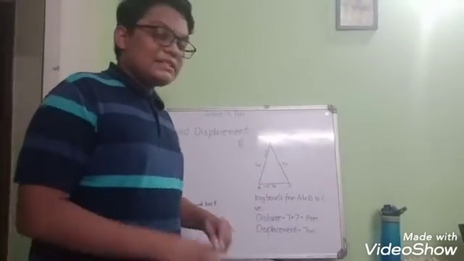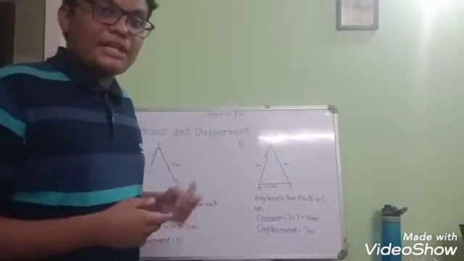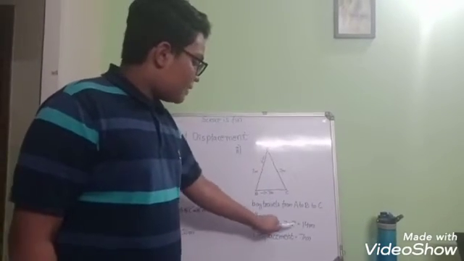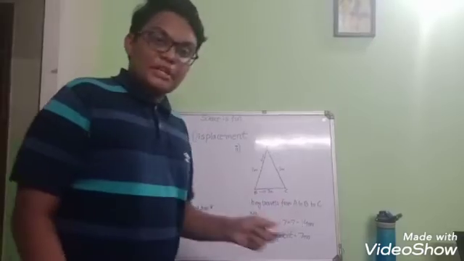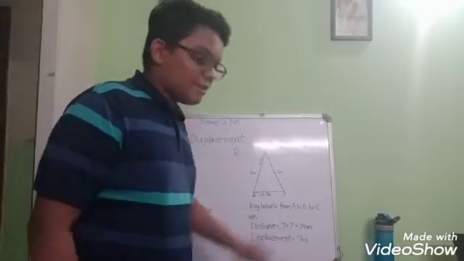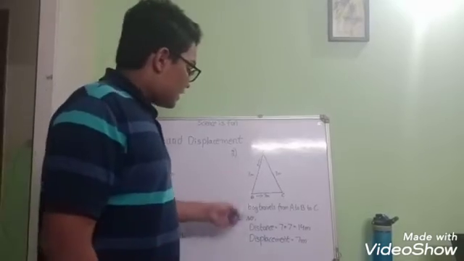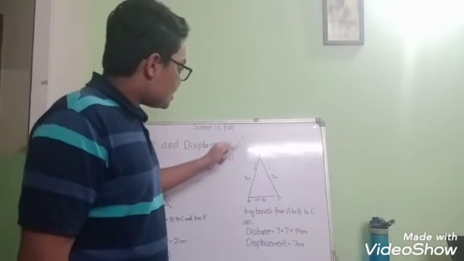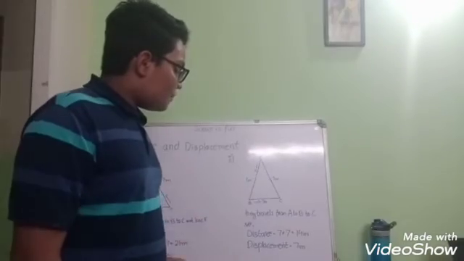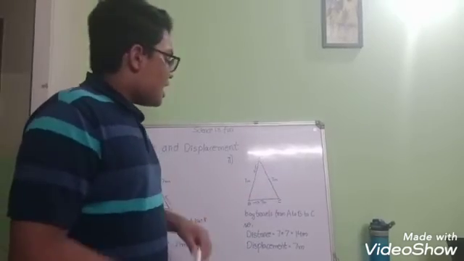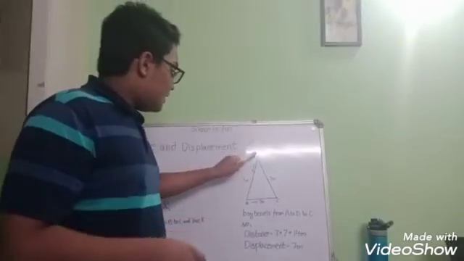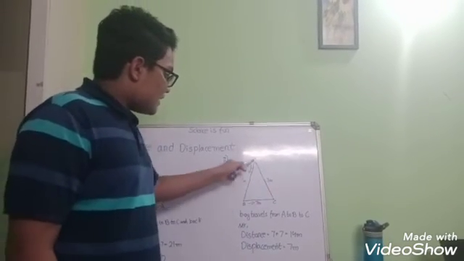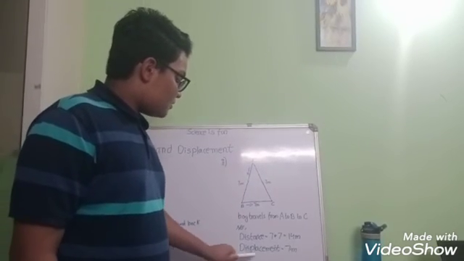So the distance, as distance is the total distance covered by the object, as I mentioned earlier, will be AB plus BC, that is 7 plus 7 or 7 into 2, that is 14 meters. The displacement will be 7 meter because as displacement is the shortest distance between the initial and the final position of the body, and the initial position of the body was A and the final position of the body was C, and the shortest distance between A and C, as you can see, is AC. So as AC's length is 7 meter, the displacement will also be 7 meter.